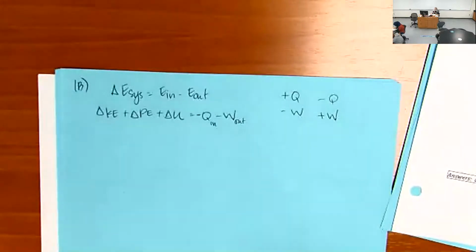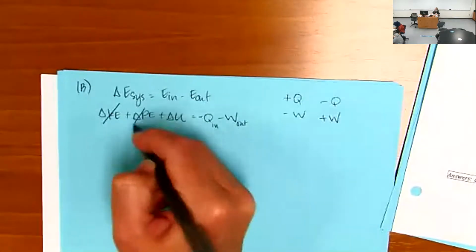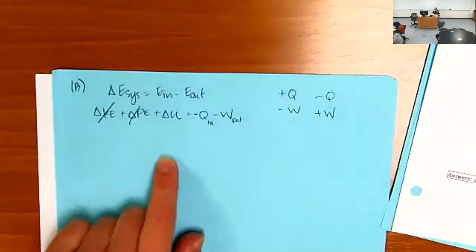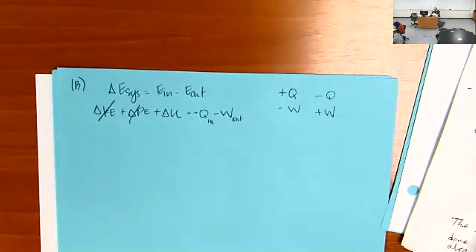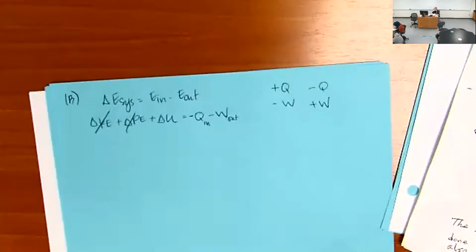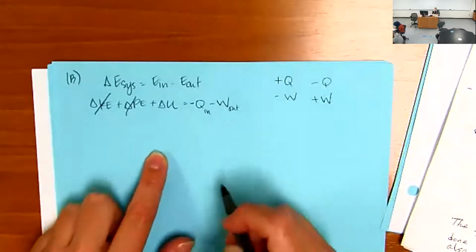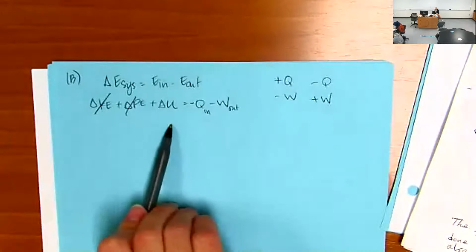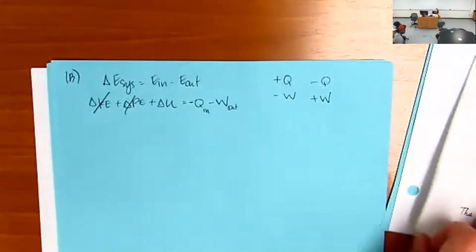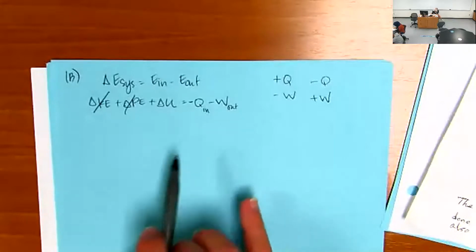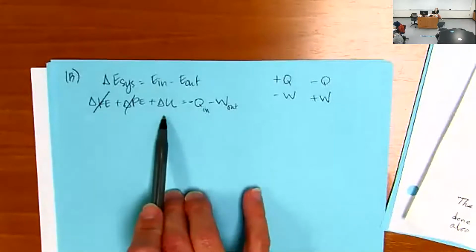So for this problem, our heat is negative and our work is negative as well. We don't have kinetic energy. We don't have potential energy. We do have a change in internal energy here. So for the way that we want to do this problem, we are looking at our change in internal energy is equal to our heat and our work. And we want to make sure that for sure this work is negative. Our heat is also going to be negative, and then our change in internal energy is going to be occurring here.